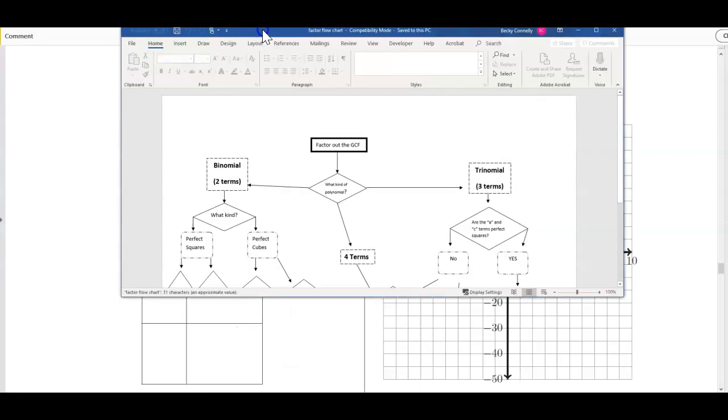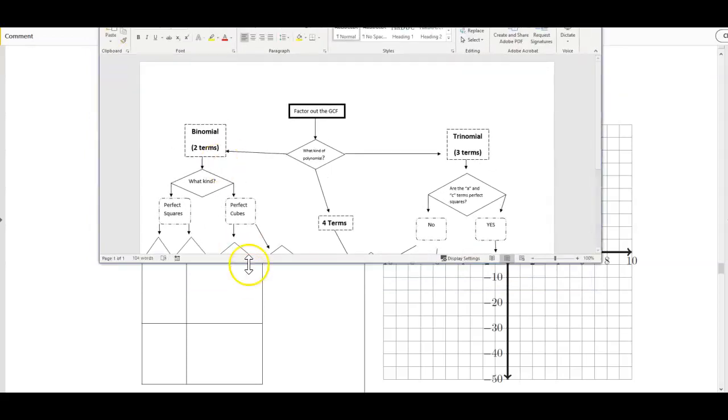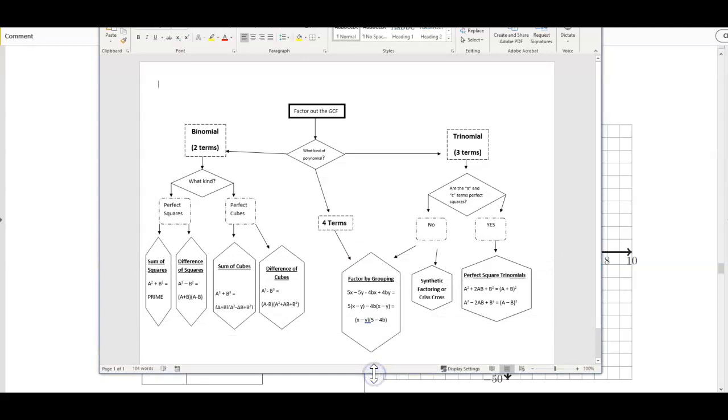All right, so let me just bring this over here for a second so you can see what this is and what I'm going to have on there, so you'll know what I mean by this factor flow chart. First of all, the very first thing that you're going to do at the very top here on this factor flow chart is factor out the GCF. So if there's any kind of GCF, the greatest common factor of each of the different terms, you want to factor that out first. And then you're going to ask yourself, okay, what kind of polynomial do I have?